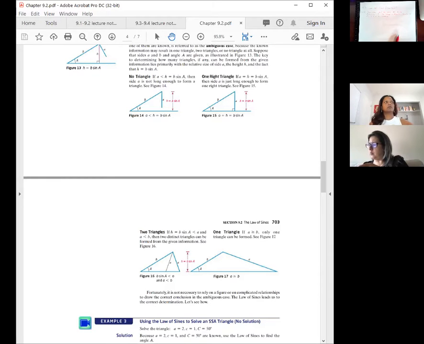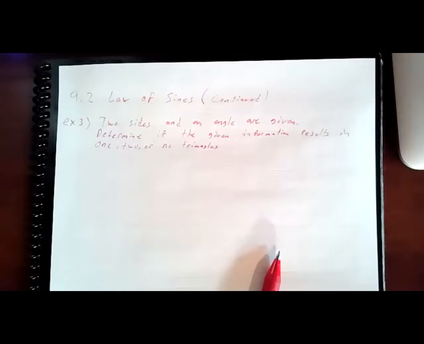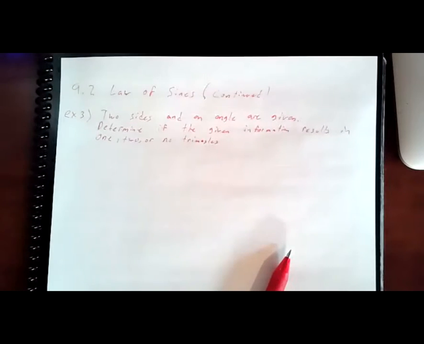If you're given two angles, you don't have to worry about it. If you're doing law of cosines, you shouldn't have to worry about it either, because the two cases you use law of cosines for will not have multiple triangles. But let's see how it happens here.